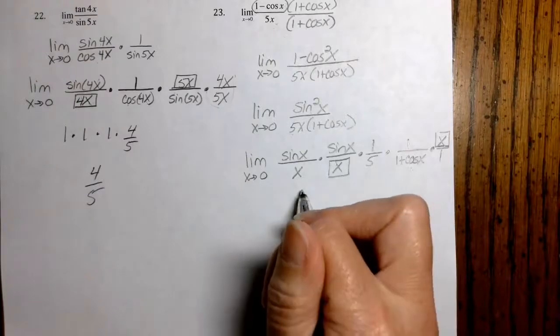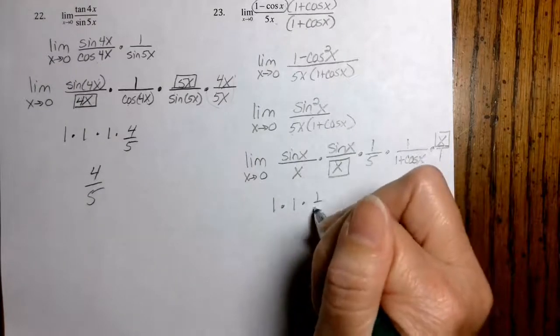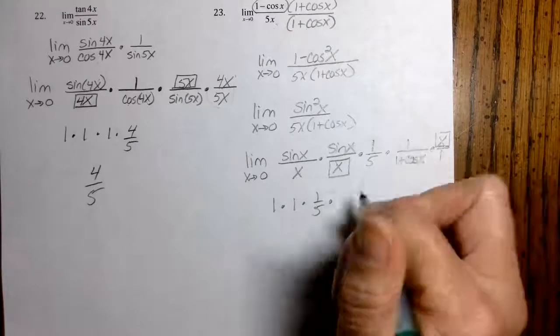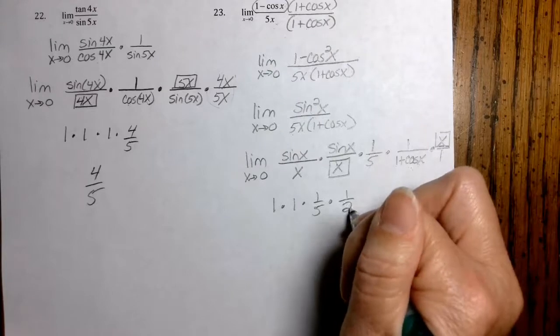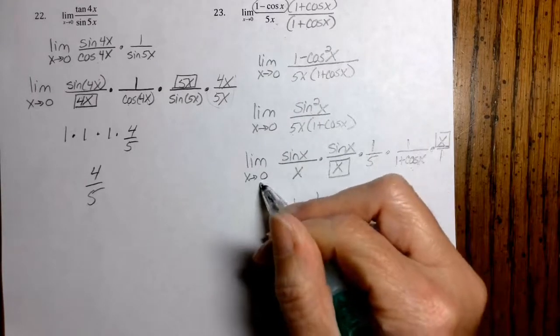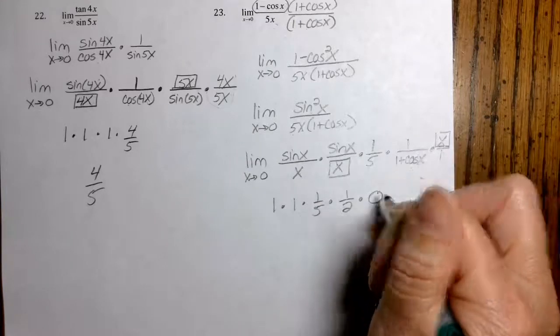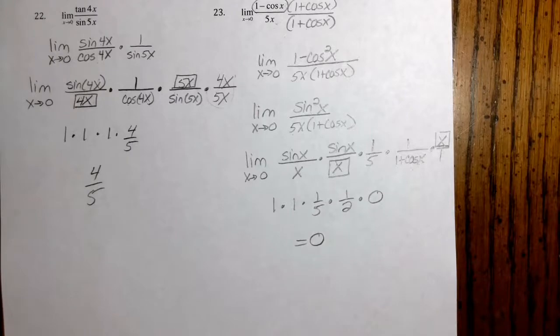I'm ready to evaluate. We have a 1, 1, 1/5, 1 over cosine of 0 is 1, plus 1 is 2. And then at the very end, you have an x. If I evaluate that x, that's going to 0. Wipes out everything. Final answer is 0.